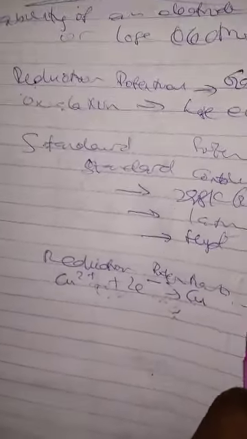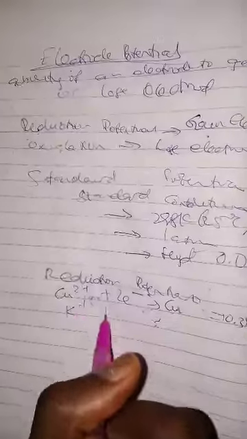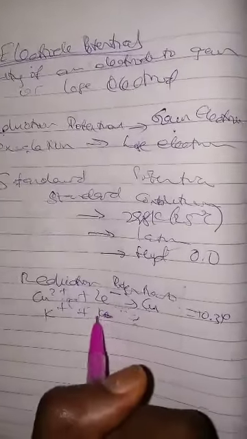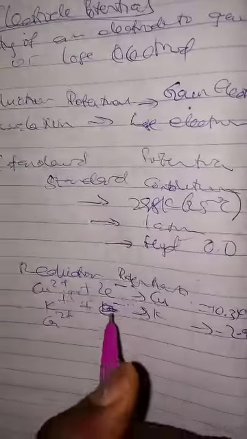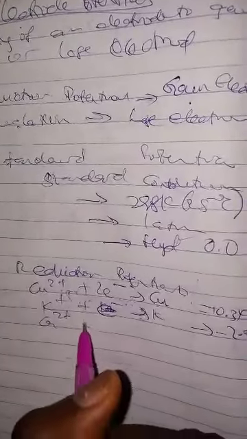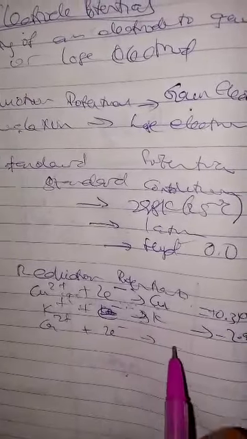So let's say the reduction potential of this one is 0.34. We have that of many elements. That of K+ plus electron to give us K is around minus 2.93. That of calcium, they will not ask. They will never ask you. I just want to explain something.